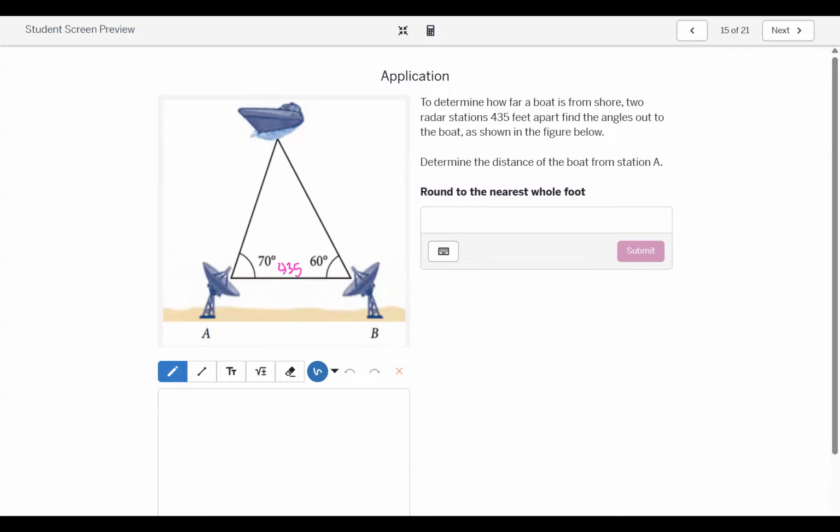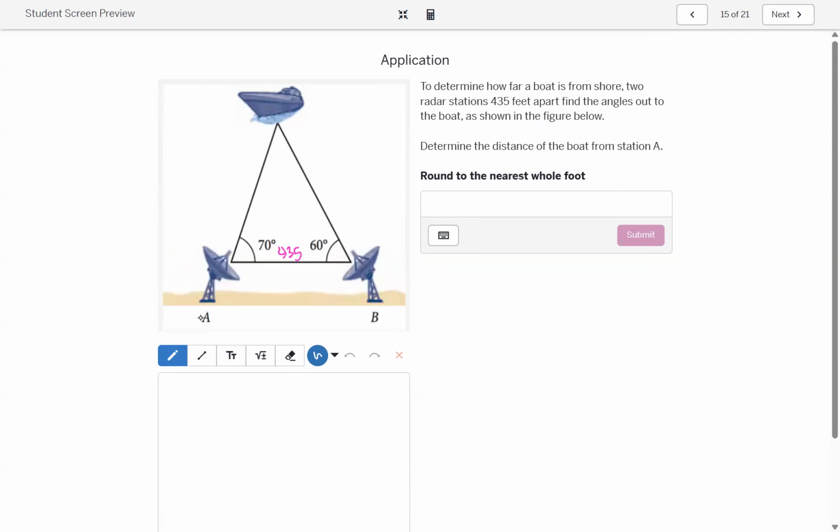So the first thing they ask us to determine is the distance of the boat from station A. So from station A to the boat, that is the side opposite radar station B. So they're asking us to find side B. But if I try to write A over sine of A, I know angle A, I don't know side A. So I need to calculate my third angle, because I'm going to have to use angle C and side C to finish my law of sines.